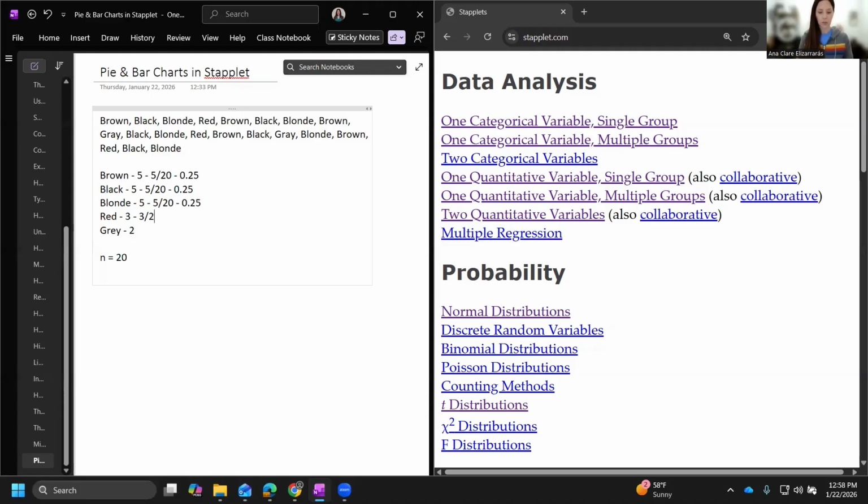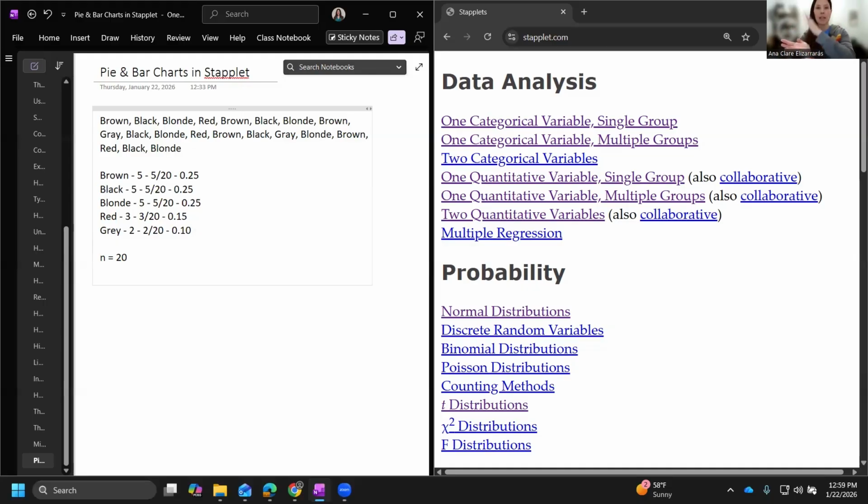For red hair, that's 3 out of 20, which if I was to divide 3 by 20, I would get 0.15 or 15%. And then for gray hair, I would have 2 out of 20, which as a decimal is 0.10 or 10%. So then in order to create this pie chart, what I would do is multiply 360 degrees by that percentage. So 0.25 times 360 degrees. And that would get me 90, which means that my angle would need to be 90.